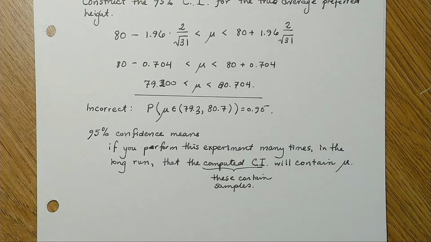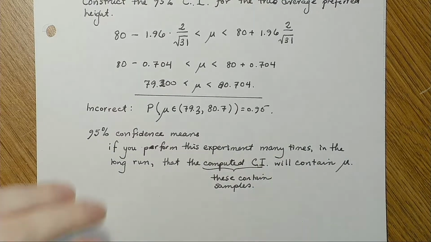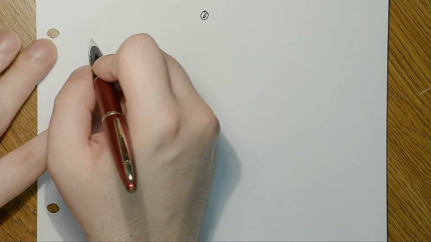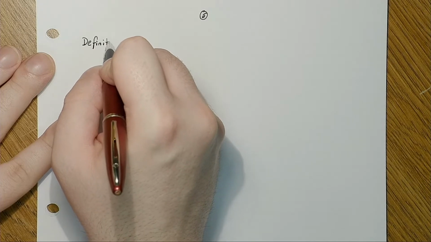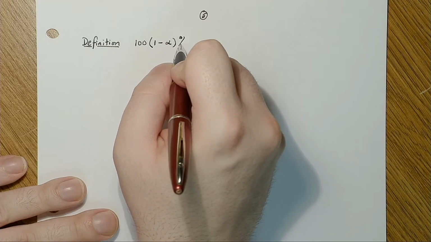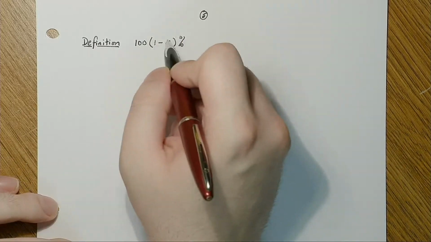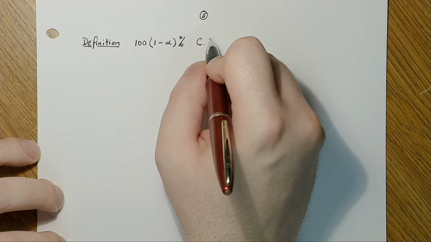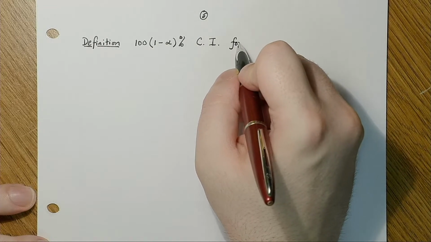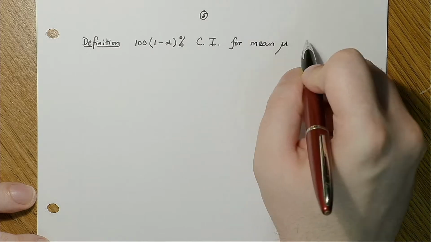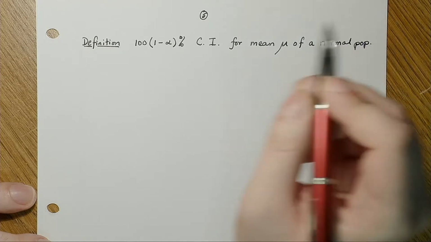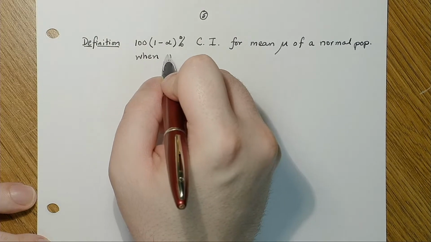So, as Curtis has pointed out, we can calculate other confidence intervals. So, here's our definition. If you have a 1 minus alpha % confidence interval, again, the alpha is what we use for our confidence interval, for the mean of a population, when sigma is known.